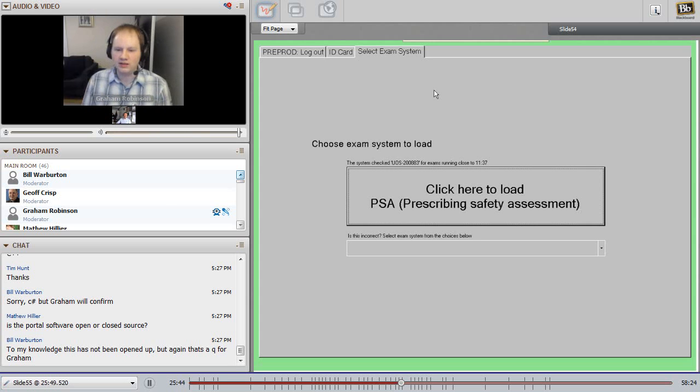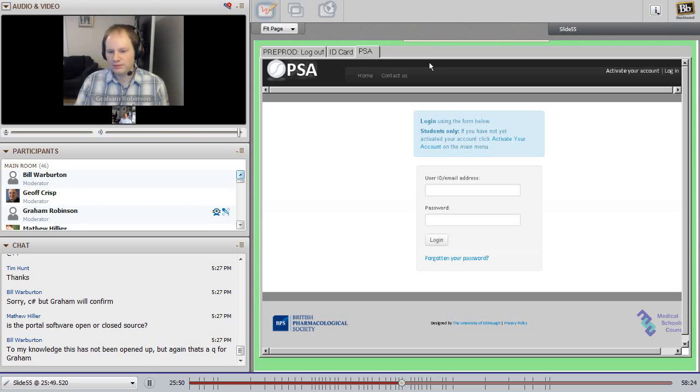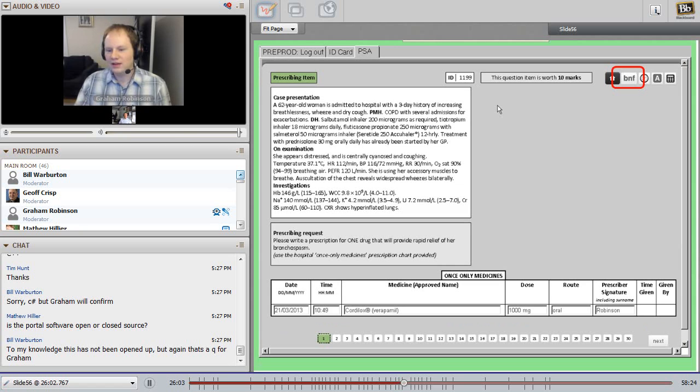So we've got this prescribing safety assessment, which just loads up a web page. So what we've been able to do is we can now tell the invigilators, hey, just go into the exam exactly as if it was any other EXAMSTART exam, and they can log into the system with their username and password and get into these kind of pages.